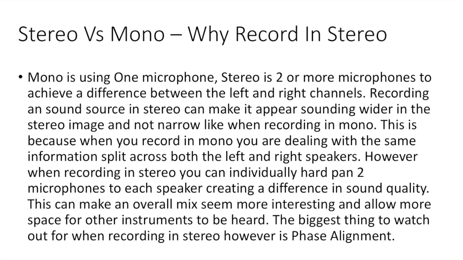This is because when you record in mono, you are dealing with the same information split across both the left and right speakers. However, when recording in stereo, you can individually hard pan two microphones to each speaker, creating a difference in sound quality. This can make an overall mix seem more interesting and allow for more space for other instruments to be heard. The biggest thing to watch out for, however, when recording in stereo is the phase alignment.